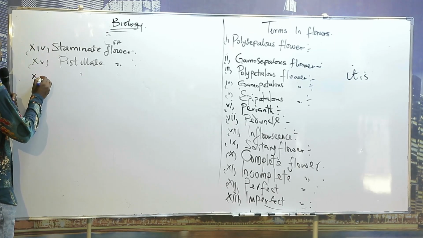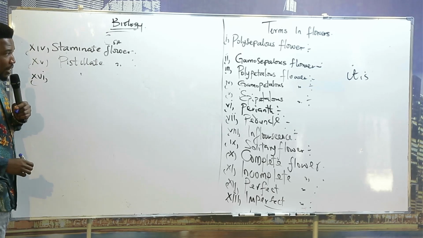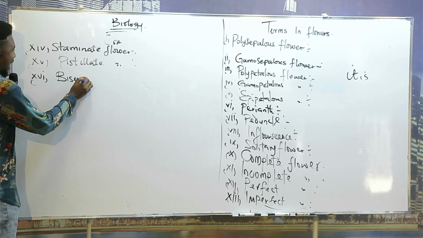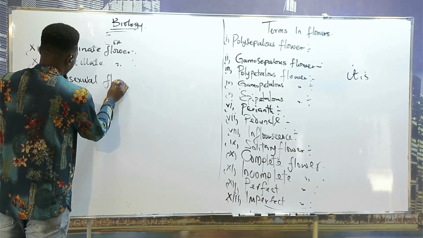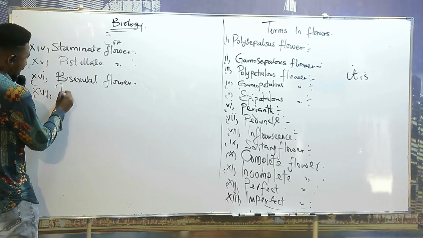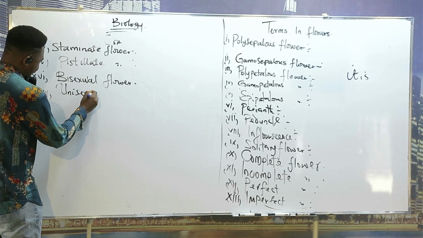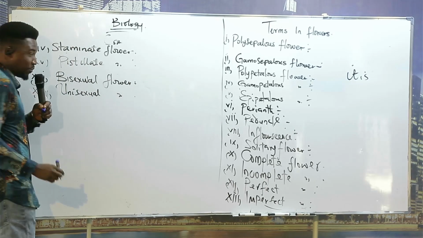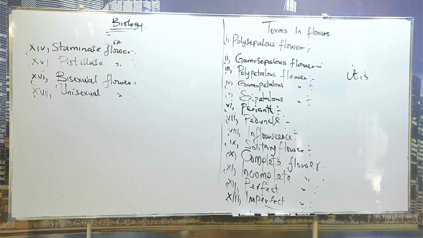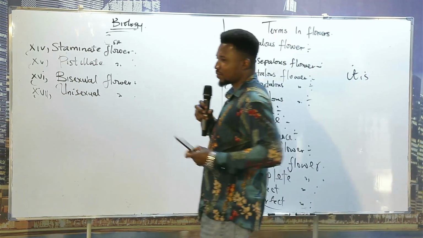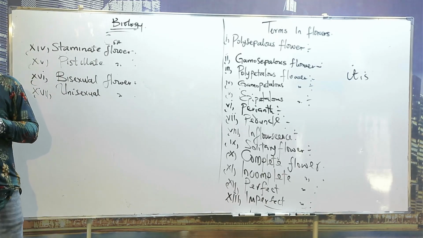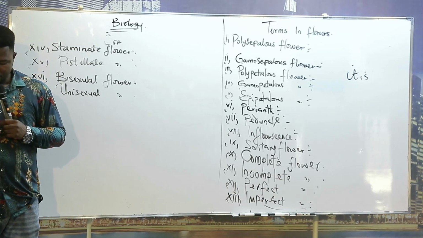Then I think we all have to define the 16. Now, if you get to 16, we have bisexual. Bisexual flower, which is also called hermaphrodite. Bisexual flower, and we have unisexual flower. Can you define this one? Bisexual, they have both the androecium and gynoecium. And unisexual, they have either androecium or gynoecium. I'm going to write it down. I'm waiting. So we go to the next thing.